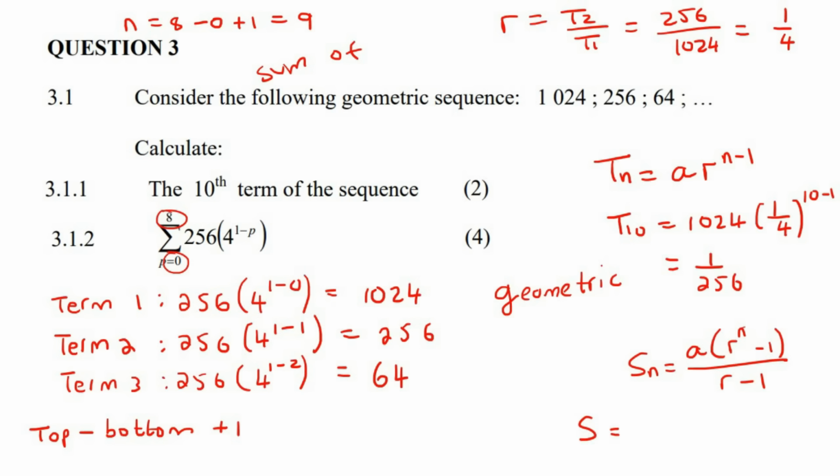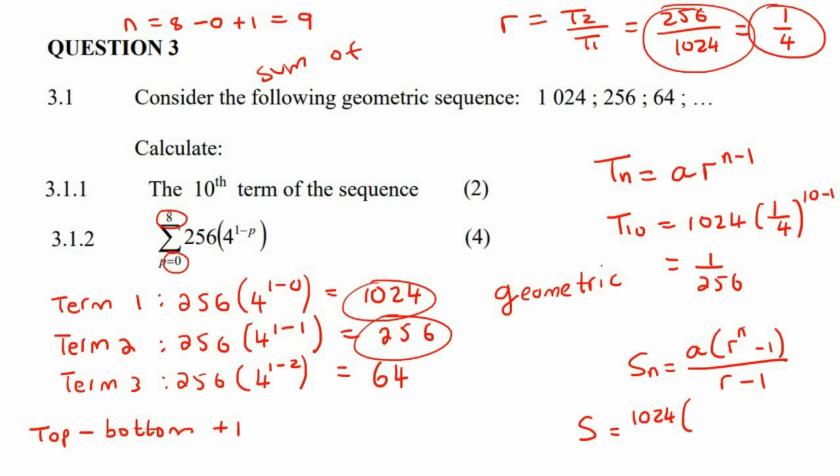a is always term number 1, which was 1024. r you could work out by saying term 2 divided by term 1, but it's the same as what we did earlier, so that's just a quarter. Then n is 9, because there are 9 terms. At the bottom you're left with a quarter, take away 1. If you work that out and round to 2 decimal places, the answer is 1365.33.